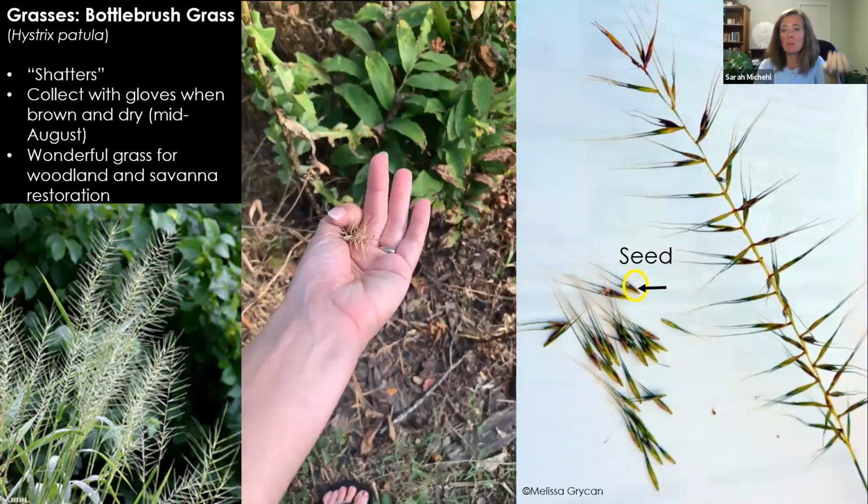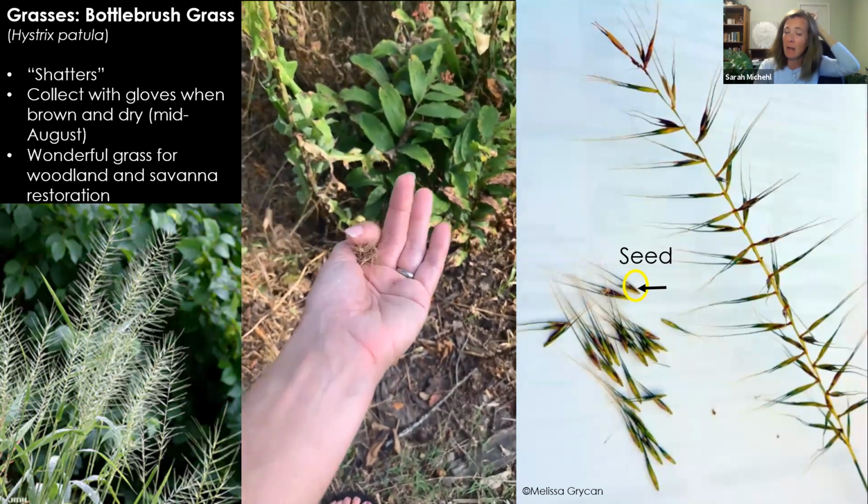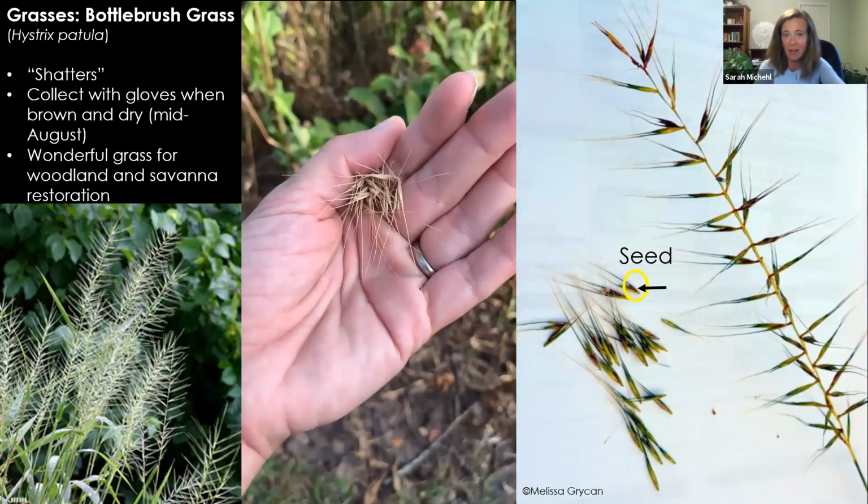So you start at the bottom, you run your hand up gently. I am not ripping the whole plant stem out of the ground. I am only collecting the seeds. And the seeds, if you look on the right where I have the little yellow circle, the seed is the yellow circled part, not those long protruding things. Those are called awns, okay? All grasses have awns attached to their seeds. Some are really long, some are super short, it just depends on the species. So it's fun to start to learn what actually is the seed structure itself.